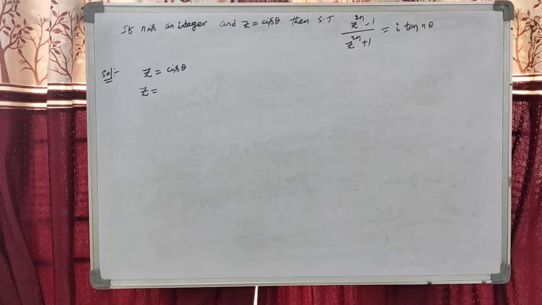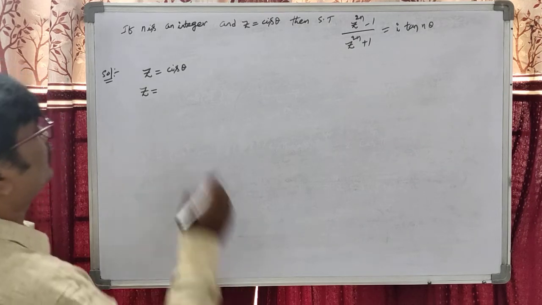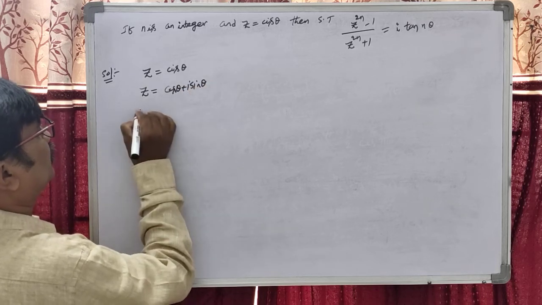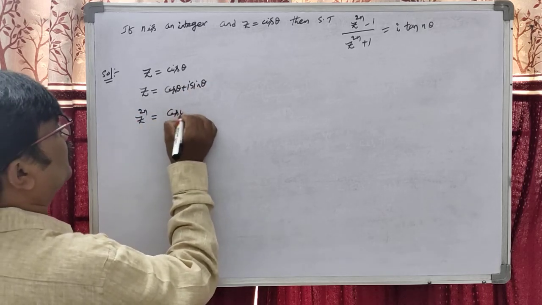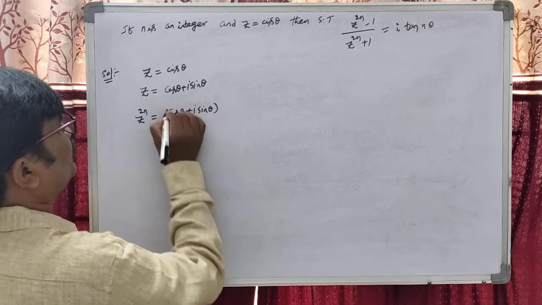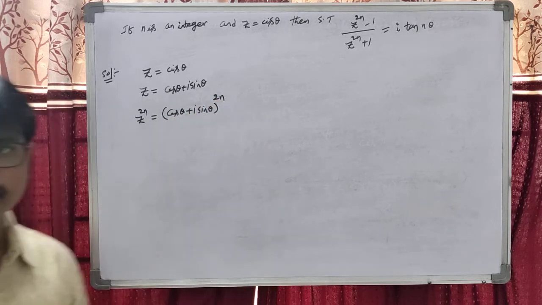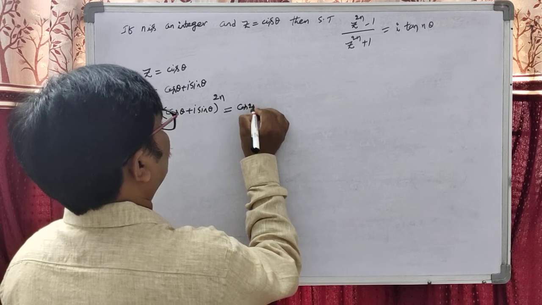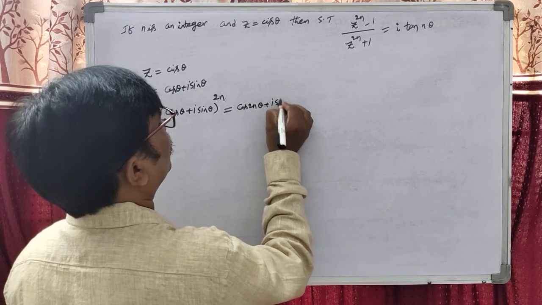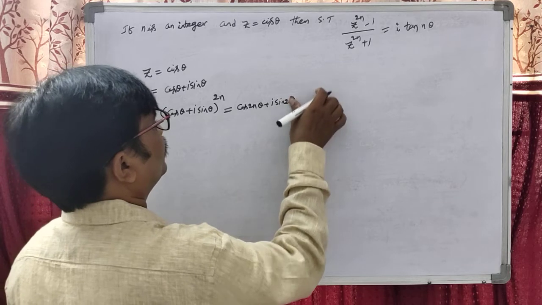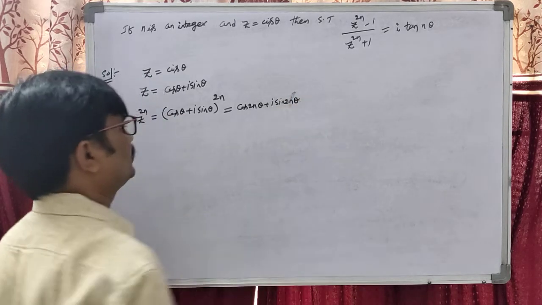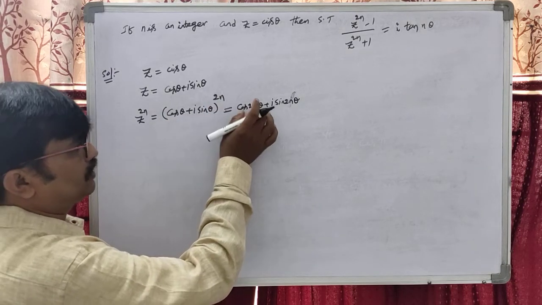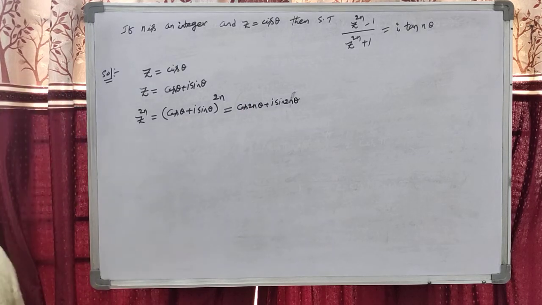So students, z equal to cis theta is given. Cis theta means cos theta plus i sin theta. z power 2n is (cos theta plus i sin theta) whole power 2n. Now students, this is cos of 2n theta plus i sin 2n theta. What is this, students? (Cos theta plus i sin theta) whole power 2n is cos 2n theta plus i sin 2n theta.